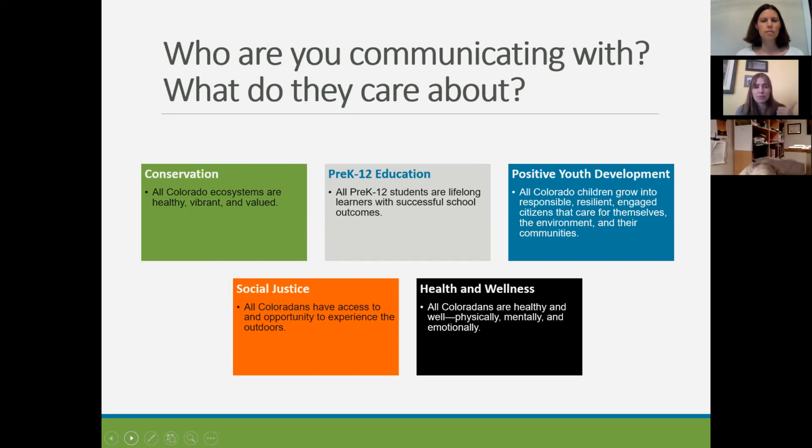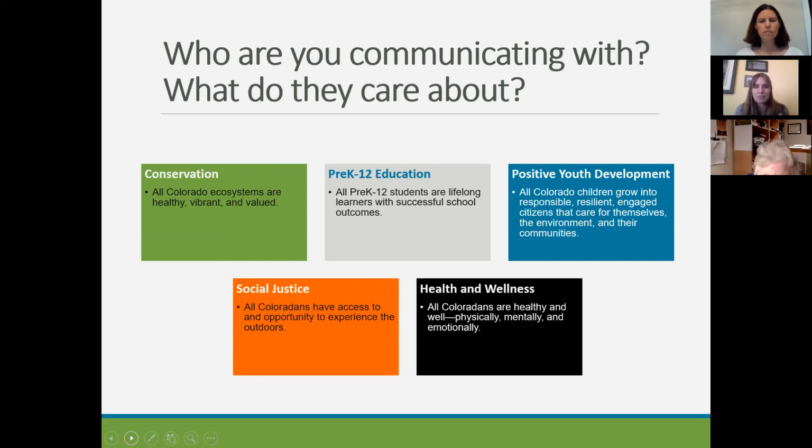We were using EE to achieve outcomes in conservation. We were working to improve pre-K through 12 education. That was a big outcome area. Positive youth development was another one, social justice, and health and wellness.